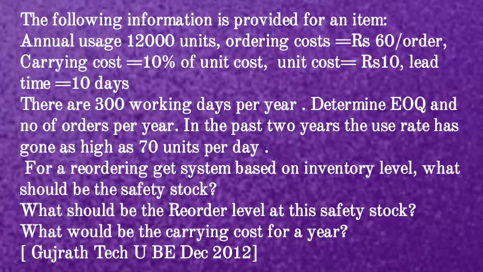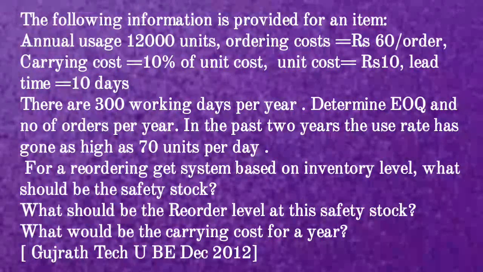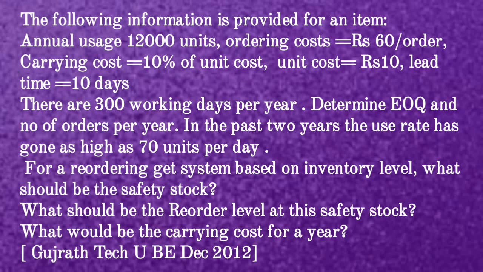Given question, the following information is provided for an item. Annual usage 12,000 units, ordering cost rupees 60 per order, inventory carrying cost 10% of unit cost. Unit cost rupees 10, lead time 10 days. There are 300 working days per year. Determine EOQ and number of orders per year.